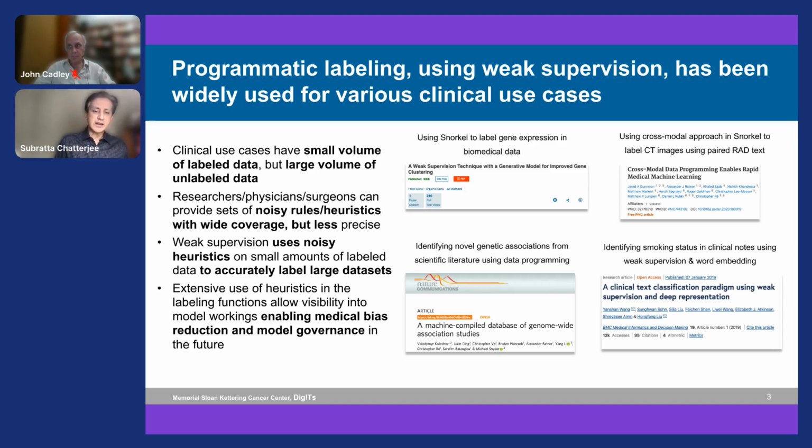Another interesting part, the last point I want to touch on, is that because we are using rules or regexes to start with to label our data, it is much more transparent than using a very powerful deep learning method, which is a black box model. We can use the workings of the model, and it will show us why it labeled a certain thing in a certain way. That is very important for us to remove what we call medical bias and for model governance in the future, which we are looking at very closely in the clinical space. Let me go to the next slide.